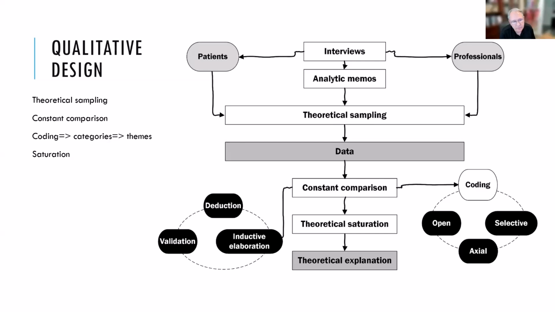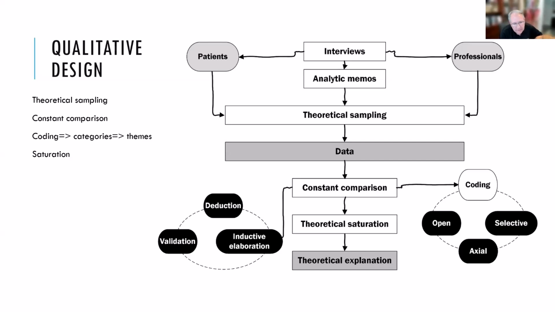Constant comparison is really how you code, and it's the insight that you're gaining here: is this something new, or is this something that's part of another category that you've already explored? The coding can go from codes to categories and eventually to themes. And then eventually what you're looking for is what's called saturation.